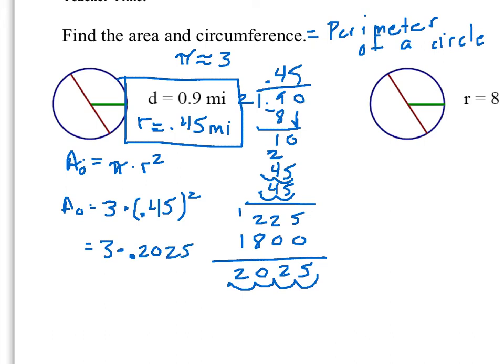And so I need to multiply by 3. I'm just going to go ahead and do that multiplication there. 5, carry the 1, 7, 0, 6, decimal point. Area is equal to 0.6075.